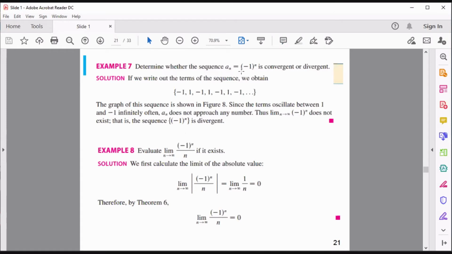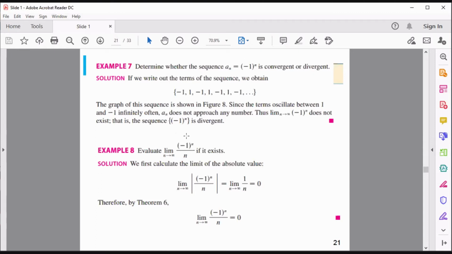For example 7, here a_n is equal to (-1)^n. Is it convergent or divergent? The answer is divergent, because the sequence is equal to minus 1, then 1, then minus 1, then 1, then minus 1, then 1, so there is no limit. That means the sequence does not approach any real number. Sometimes it's equal to 1, and sometimes it's equal to minus 1. That's why the sequence is divergent.